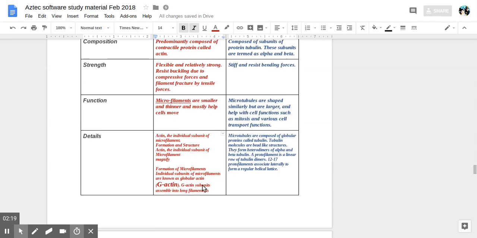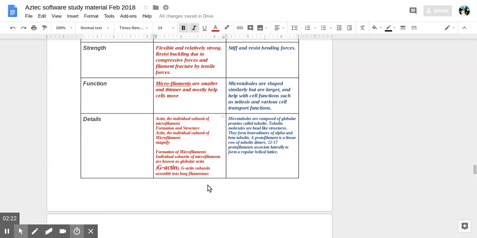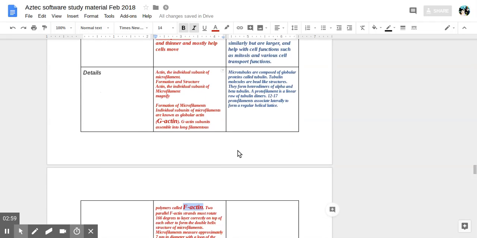Details. Microtubules are composed of globular proteins called tubulin. Tubulin molecules are bead-like structures. They form heterodimers of alpha and beta tubulin. A protofilament is a linear row of tubulin dimers, 12 to 17 dimers. Protofilaments associate laterally to form a regular helical lattice.